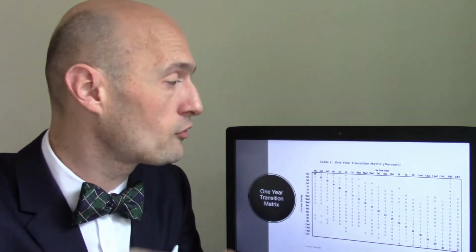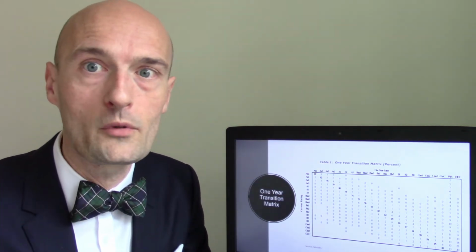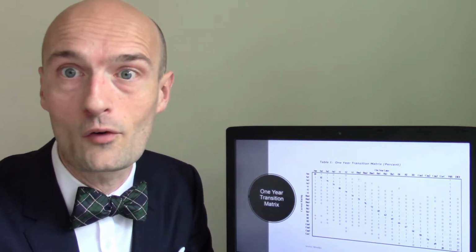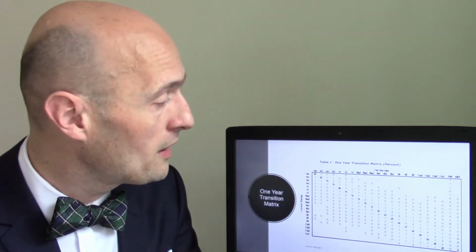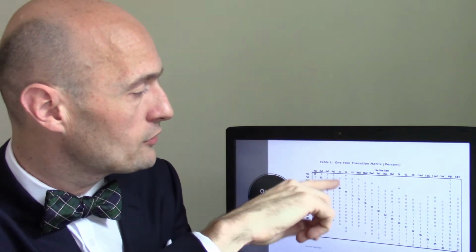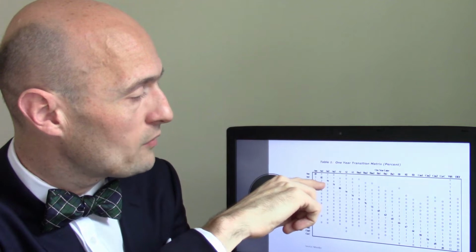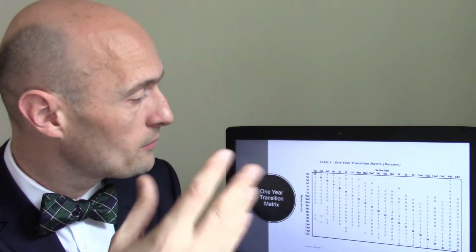Obviously, a AAA bond is the safest bond, but the only thing that can happen to it is that it can be downgraded. It can never really be upgraded because it's at the top. As we move down, if we move to AA2, 79% stay the same, 3% move up 1 step, and 1% move up 2 steps.